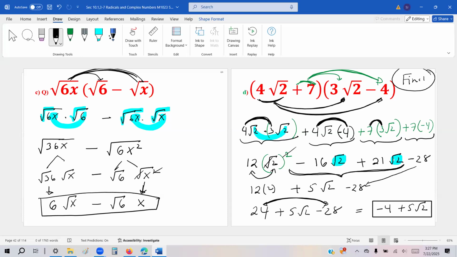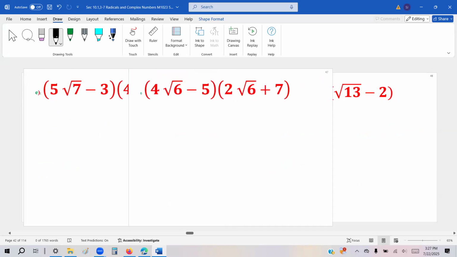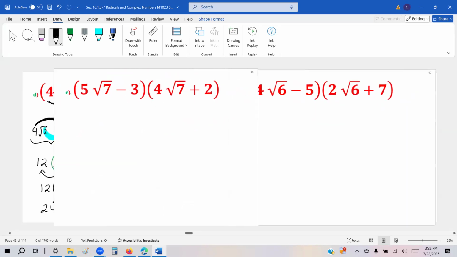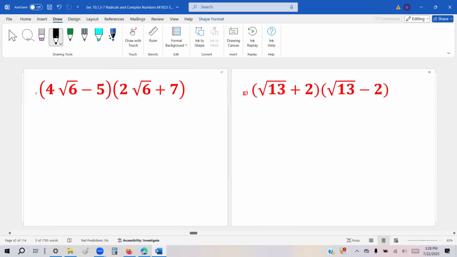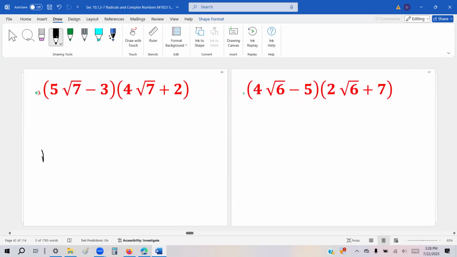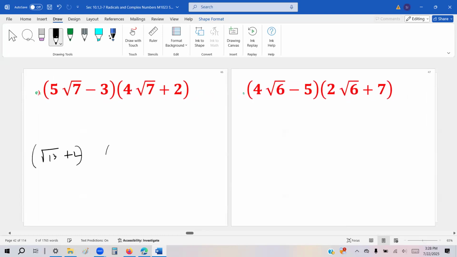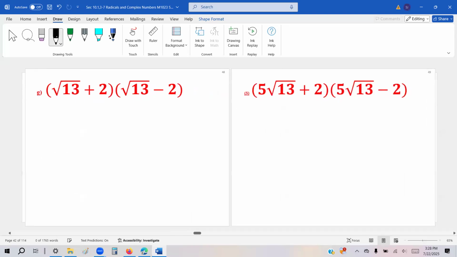That's it. Any other question from anyone? So how many questions do I have? 1, 2, 3, 4. 4 questions. Let me write them together. So you have 13 square root of 13 plus 2, square root of 13 minus 2. And let me do the last one together. Okay. 5 square root of 13 plus 2, 5 square root of 13 minus 2.